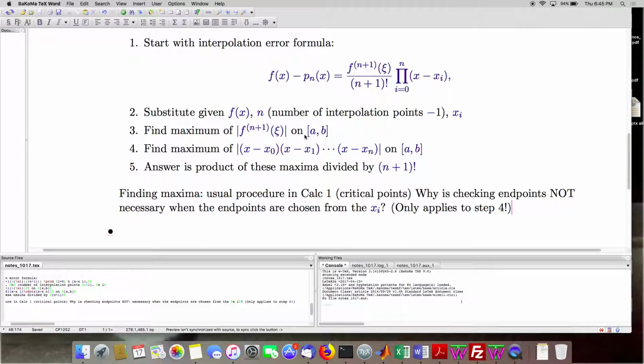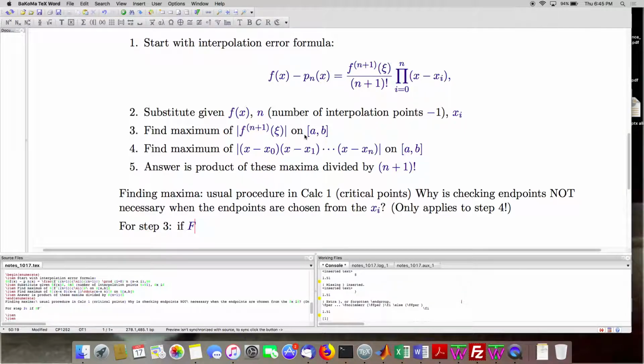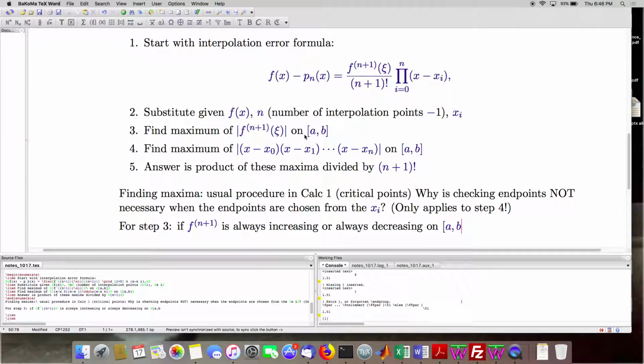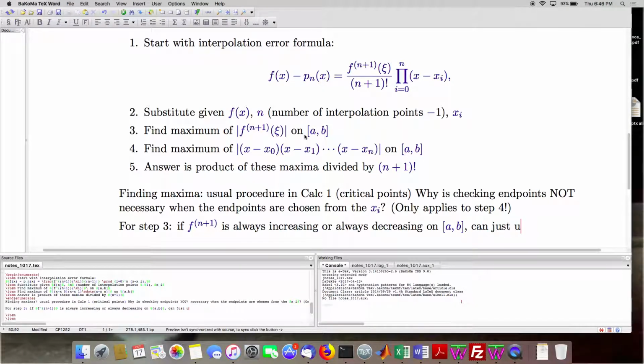But here's another potentially time-saving tip. This would only apply to step 3. If you happen to know that this, whatever n plus first derivative you have, is always increasing or always decreasing on AB, then all you would have to do is plug in one of the endpoints.